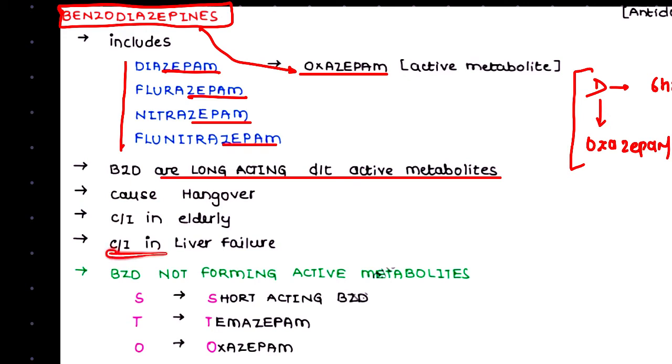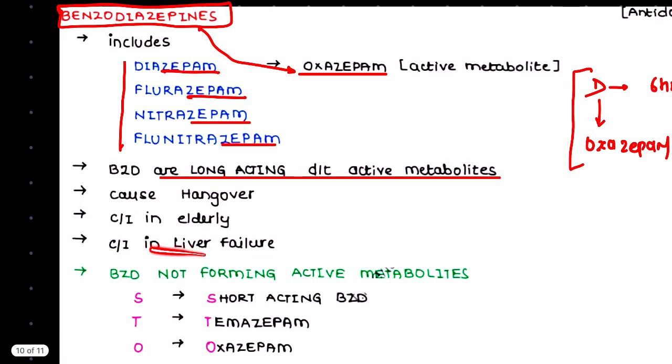These are also contraindicated in liver failure. Why? Because if there is failure of the liver, they won't get metabolized, and if they won't get metabolized, they will get accumulated over a period of time, and there will be production of toxic substances.